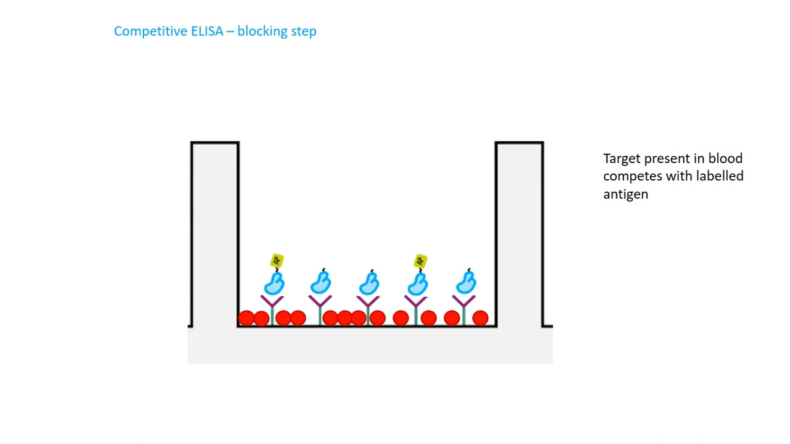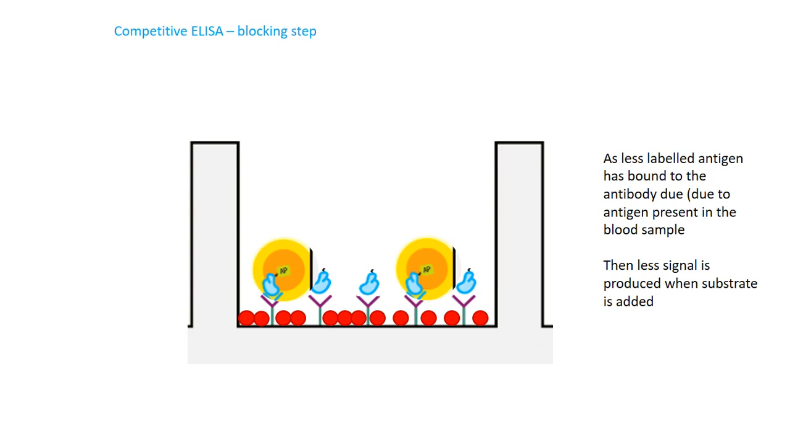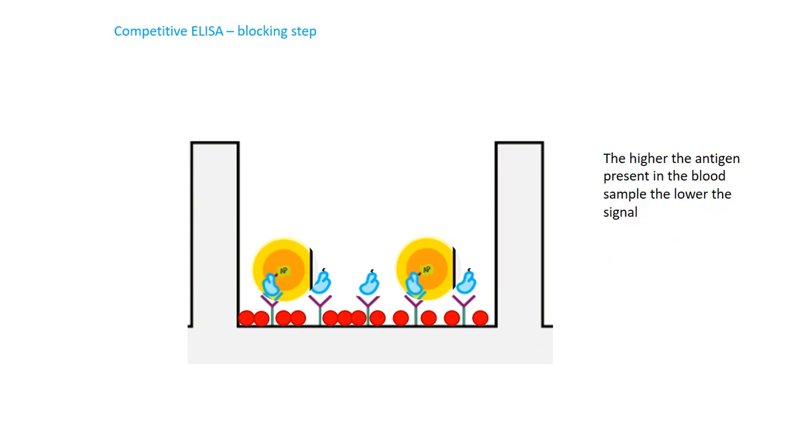So the target present in the blood effectively competed with the labeled antigen. And when you add the substrate, instead of getting that really high intense signal, you get a much lower signal. Because less labeled antigen was able to bind to the antibody, there's less signal produced when the substrate is added. So the higher the antigen present in the blood, the better it competes with the labeled antigen, which means you're going to get a lower signal.